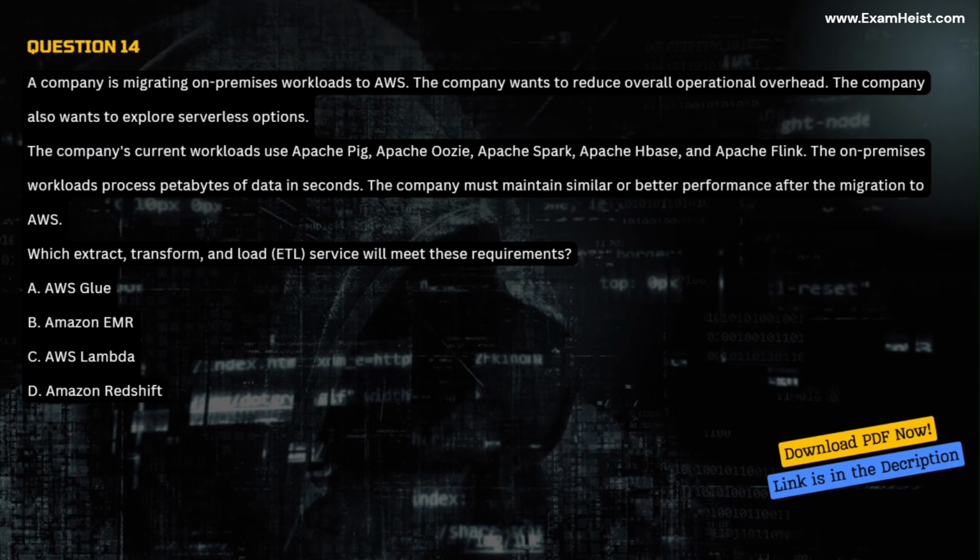Question 14. A company is migrating on-premises workloads to AWS. The company wants to reduce overall operational overhead. The company also wants to explore serverless options. The company's current workloads use Apache Pig, Apache Oozie, Apache Spark, Apache HBase, and Apache Flink. The on-premises workloads process petabytes of data in seconds. The company must maintain similar or better performance after the migration to AWS.